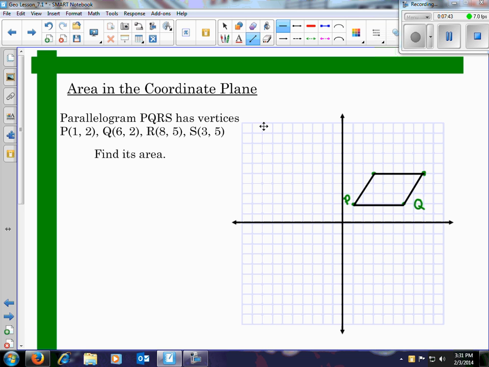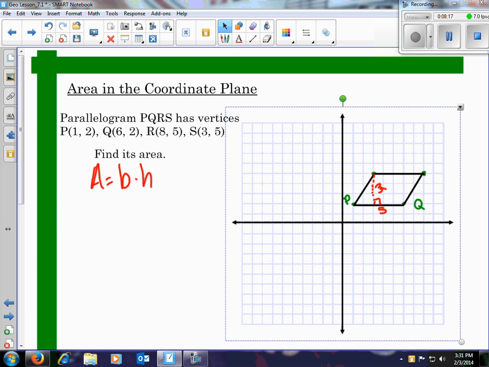Now, we need to find the area. Remember that the area is base times height, because it's the same as the rectangle. For my height, we're just going to go from here down and make a perpendicular line. So my height is going to go up 1, 2, 3 units, and this is going to go 1, 2, 3, 4, 5 units. So my base is going to be 5 because there's 5 units from P to Q, and my height is going to be 3 because it's 3 units from the base to the top, to the other base.